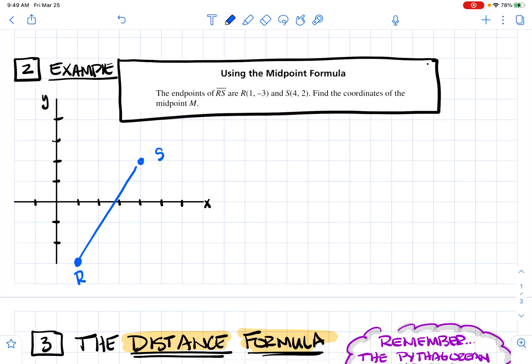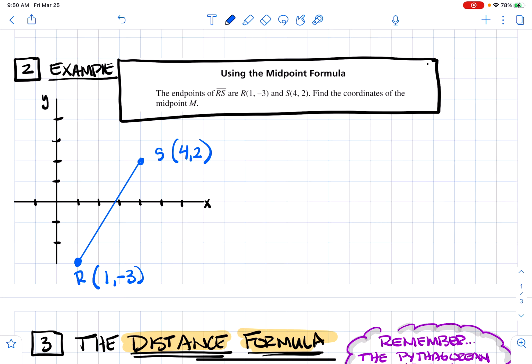And there is a segment that joins them, that goes between them, okay? And it says, find the coordinates of the midpoint. Well, again, let's write these down. R is located at 1 comma negative 3. S is located at 4 comma 2, okay?